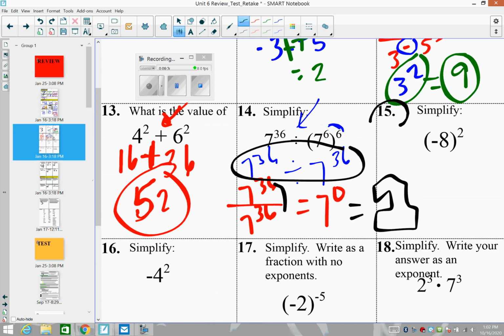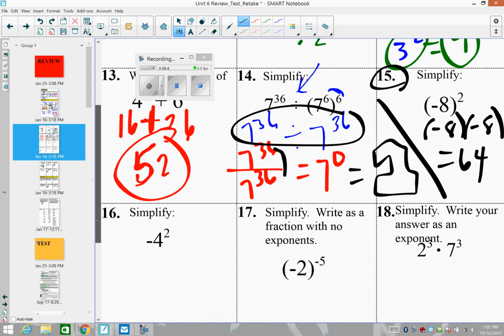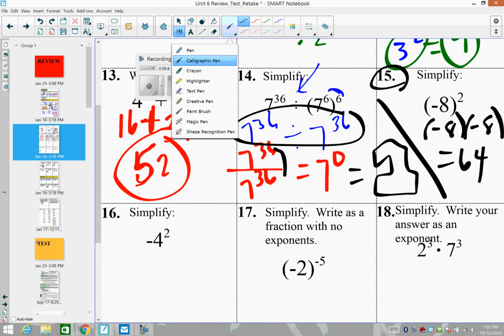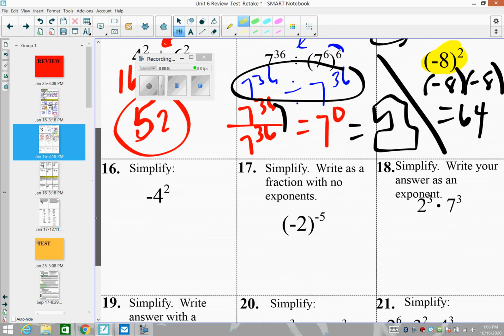Number 15 just says simplify. That's negative 8 to the 2nd power. It's just negative 8 times negative 8, which is what? Positive 64. We knew that. We've known that for a long time in mathematics. Now that is slightly different. Now check it out. See how this one is protected in a parenthesis. It's a parenthesis grouping negative 8, and we need 2 of those.